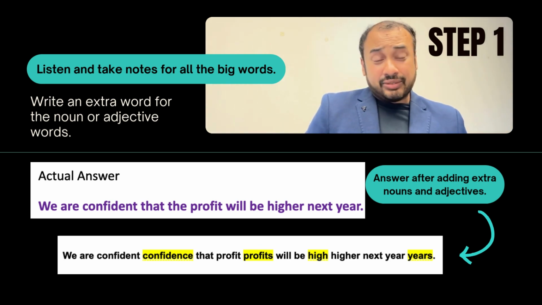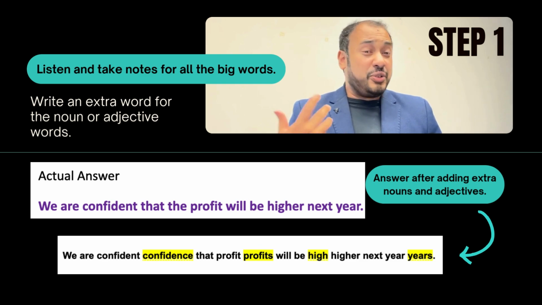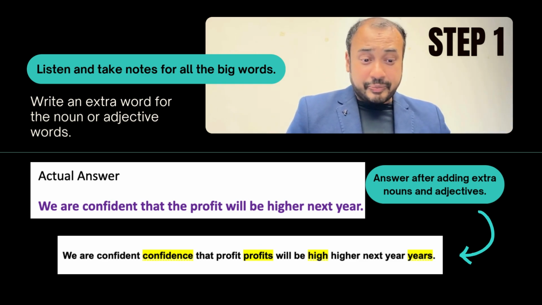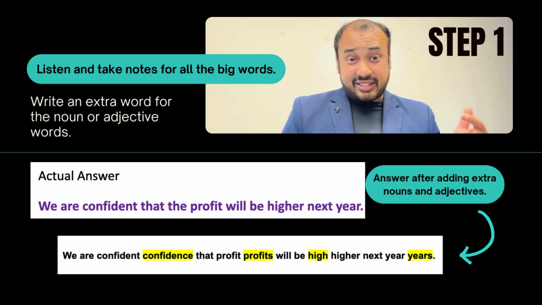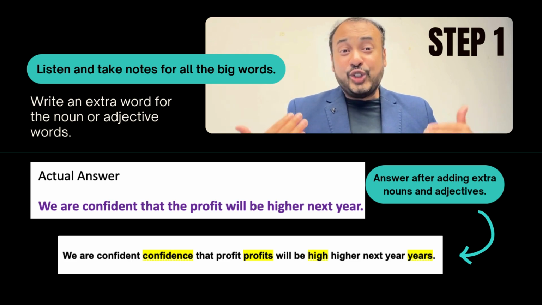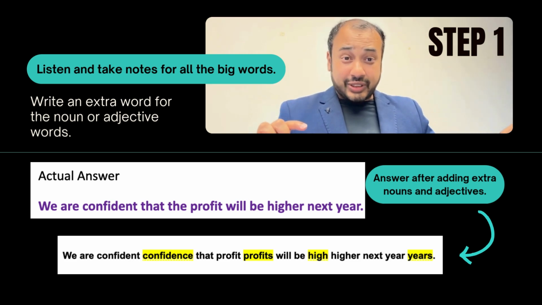High or higher? Should be higher. Sounds higher, correct? But if you have a doubt, add the word high extra. Again, extra yellow word. Year or years with an S? Add an extra word. You don't have to do it for each and every word, but every time you have a confusion, you add these yellow words as an extra word.